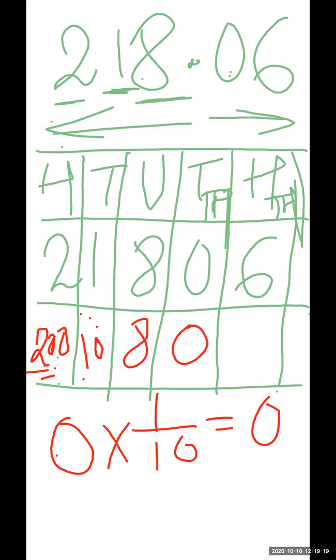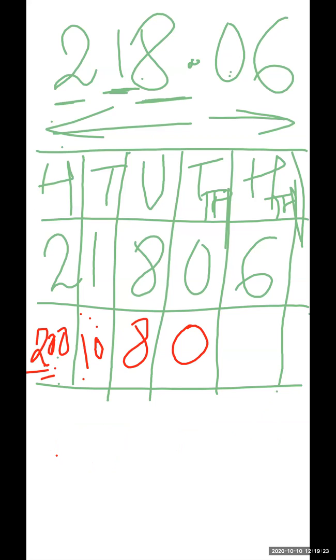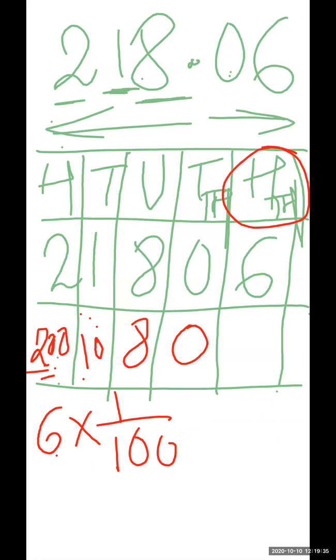Correct? And the next is 6. On the hundredth place 6 is there. So the place value of this 6 is 6 into 1 upon 100. You will write 1 upon 100 only. Why? Because this 6 is on the hundredth place. So 6 ones are 6 and upon 100 will come.